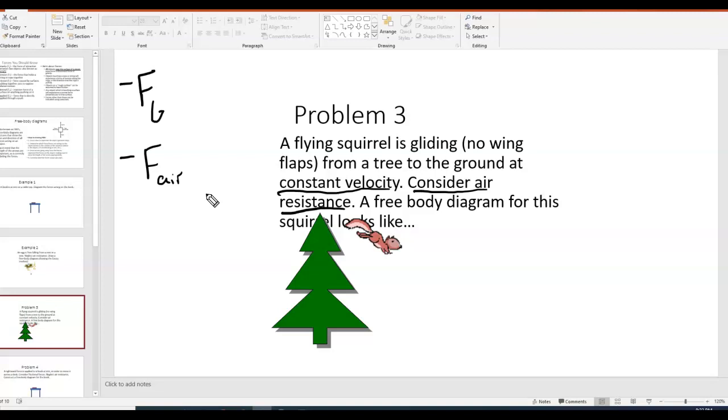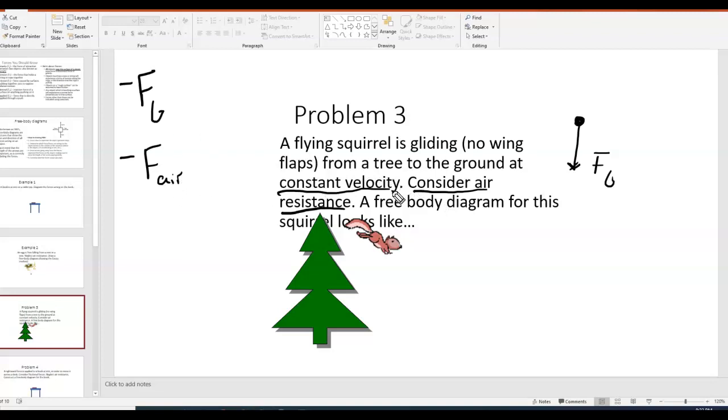Now, I draw a dot to represent the flying squirrel. Okay, by the way, if you don't know what a flying squirrel is, go on YouTube and look up flying squirrel. It's pretty cool. I draw my free body diagram. I have the force of gravity going down. Okay, how do I know gravity is going down? Because the force of gravity goes down. That's like common sense. And then you might say, how do you know how to draw the air resistance force?